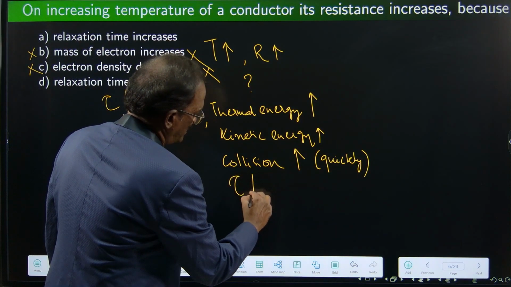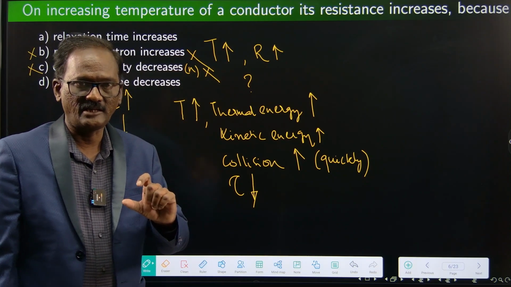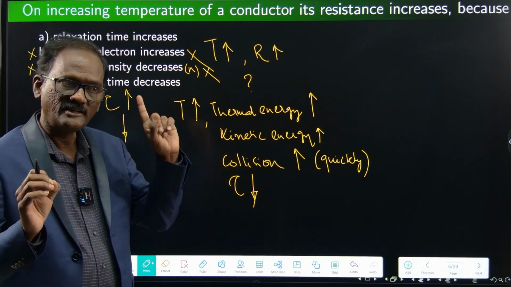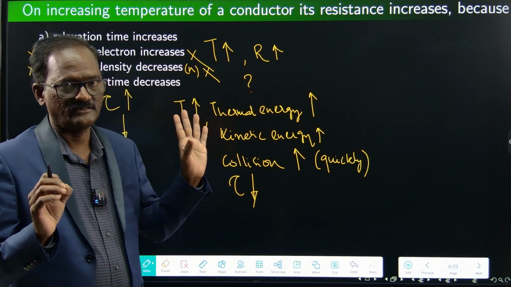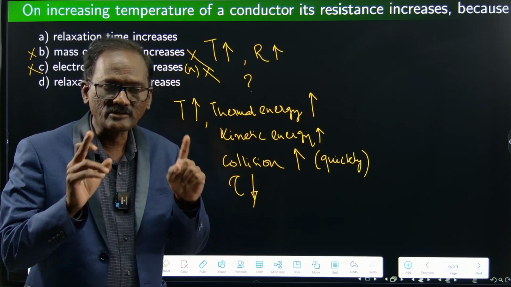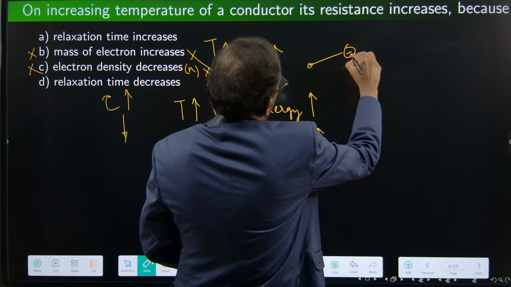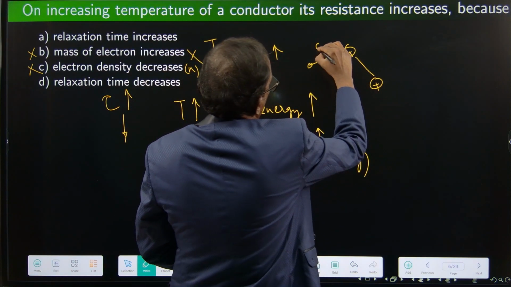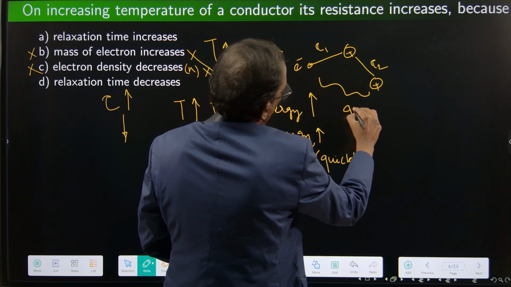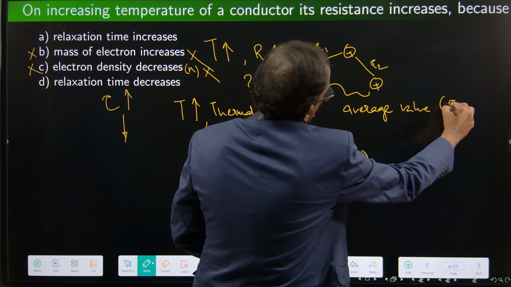So tau will decrease. Tau is the average time interval between two successive collisions. This is the definition we have seen in the topic drift velocity. Relaxation time is the average time interval between the two successive collisions. Right? When the electron comes, first collision, second collision. This is tau 1, this is tau 2. The average value will be tau.